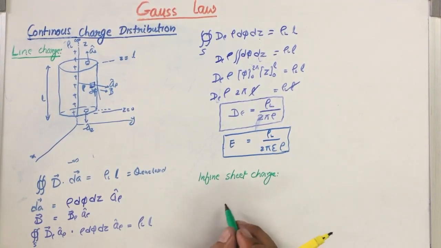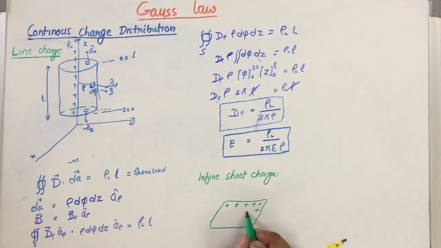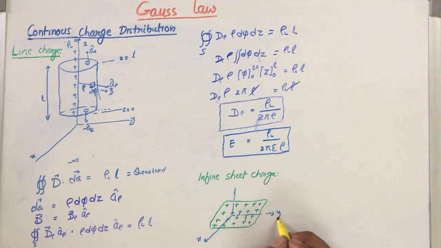Okay, in that case, consider an infinite sheet charge, and try to draw the coordinate axes here to make this explanation simpler: X, Y and Z. This is the sheet charge of infinite length.